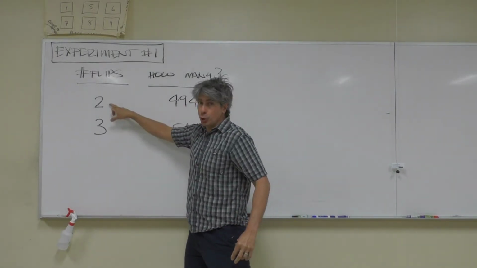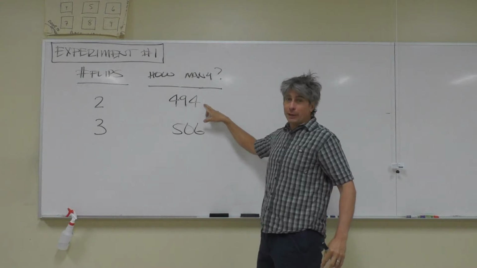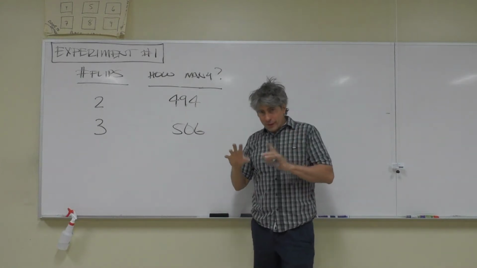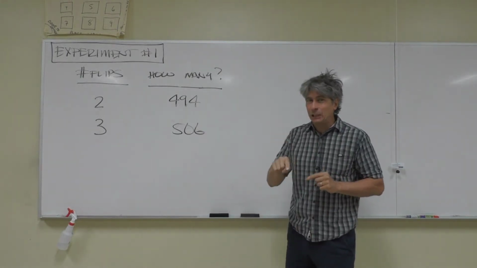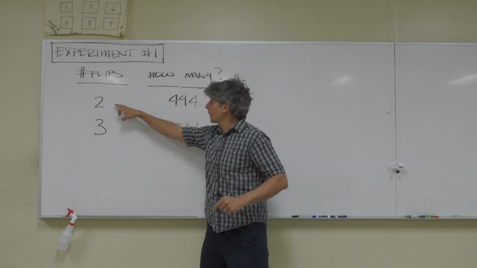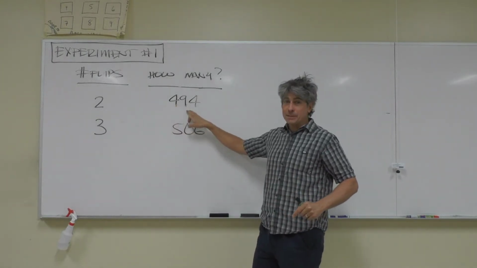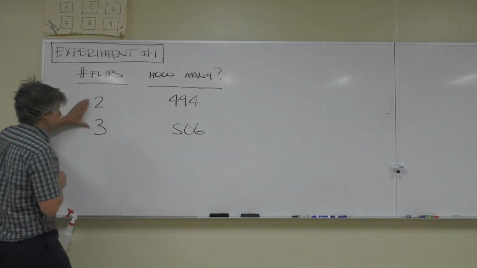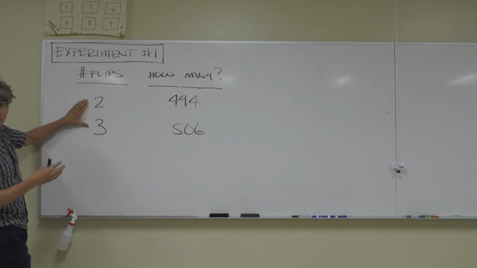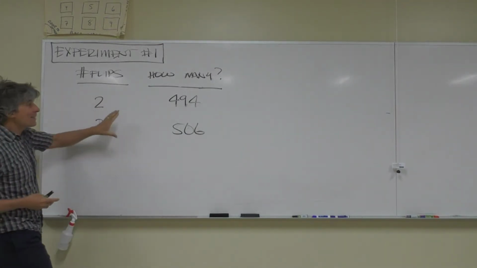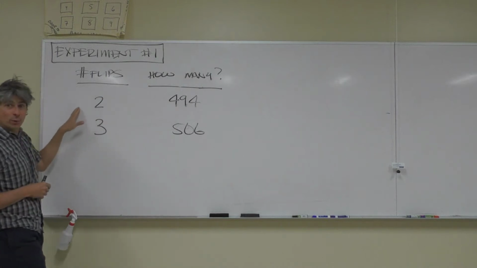Number of flips 2, how many? 494. So don't forget what that means. That means Excel saw the number 2 494 times. So this is your data. Your data points are either 2s or 3s. This is how many of each of those data points there are.